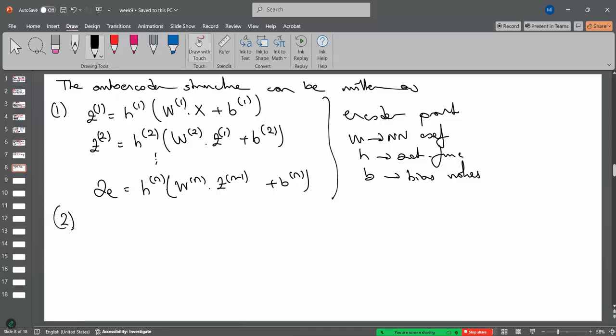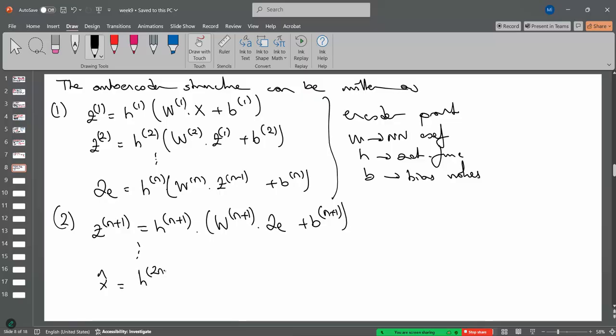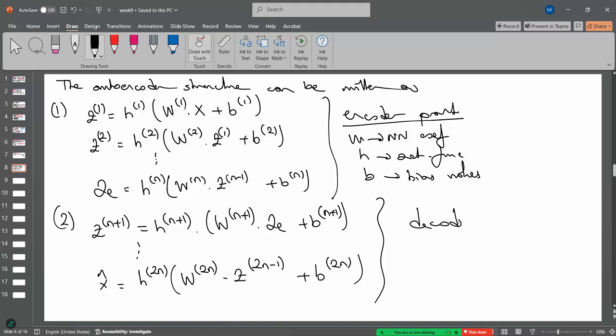In the second place, the decoder is given by z n plus 1 equals to what? H n plus 1 times W n plus 1 times theta e plus B n plus 1, okay? At the end of this code, x hat is equals to what? H 2n times W 2n times z 2n minus 1 plus B 2n. This is the symmetric, okay? And so this is the decoder part. This is the encoder part. This is the decoder part, okay?